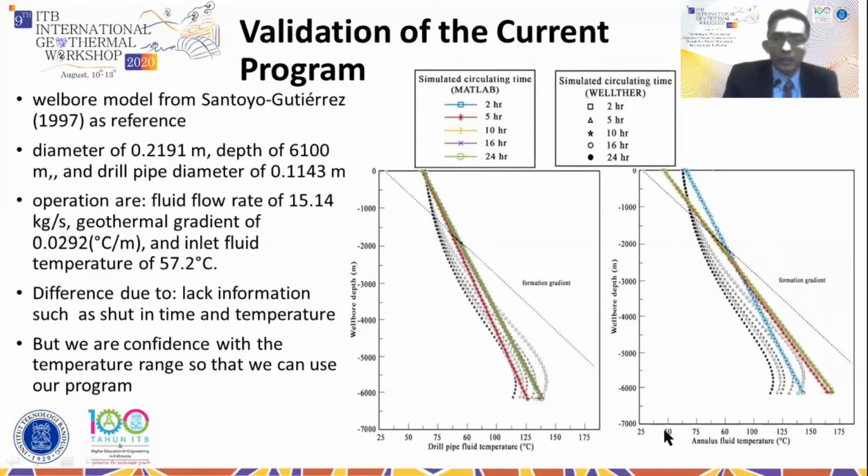And I almost forgot, this is the one on the right. This is the picture of the wellbore depth with the annulus fluid temperature. Similar to the drill pipe fluid temperature, we have the straight line results, almost about the same. You can see here the circulating time, about 2, 5, 10 until 24 hours. Again, the temperature, although not exactly the same, the range is about similar. So we are very confident we can use the program to apply to other locations.